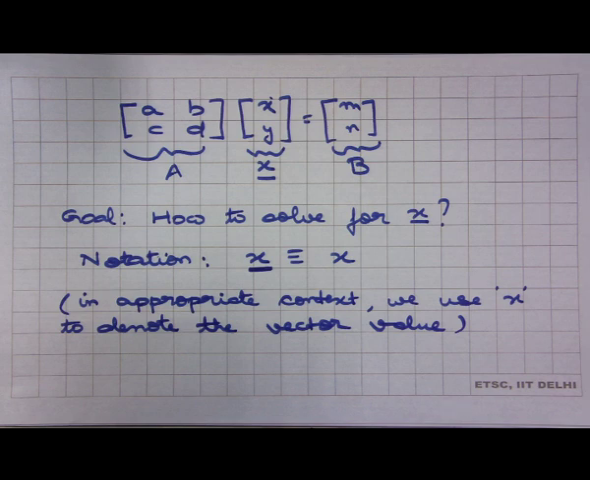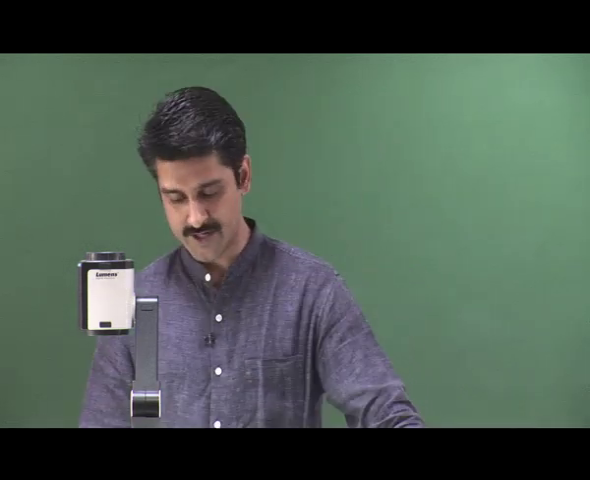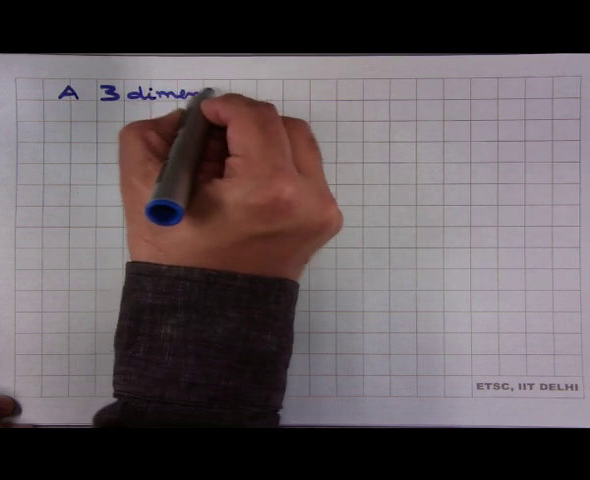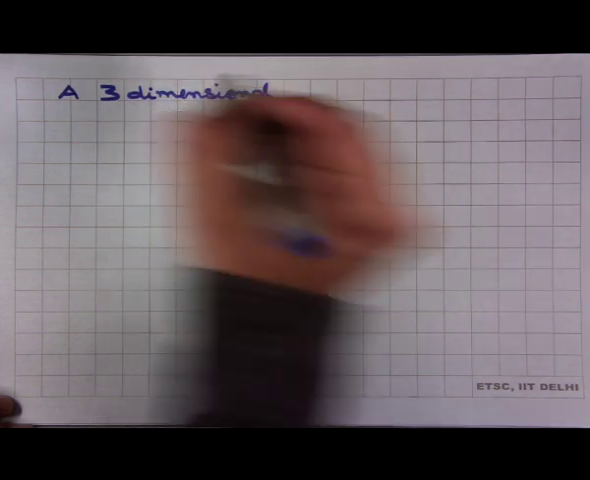Now, this is an example of a two dimensional system, that is, there are two unknowns and there are two equations. Just for the sake of completeness, let us write down a three dimensional system of equations and then define the associated quantities. A 3 by 3 example, a 3 dimensional example.